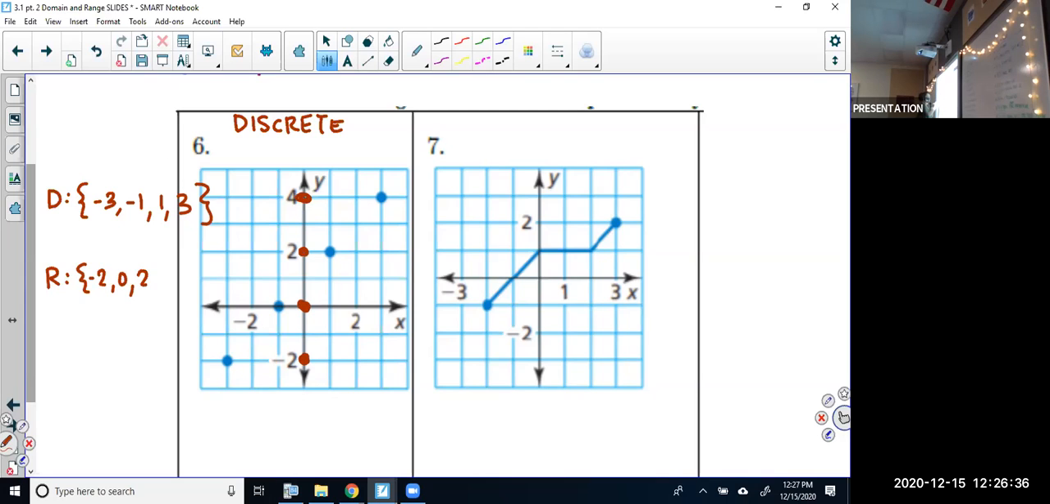Am I on the right graph? No, I'm not. No, we're on... Okay. Okay, I'll figure it out. Actually, never mind. So let's go.